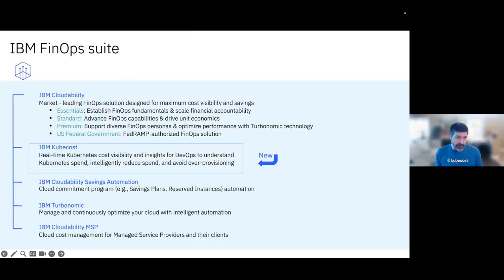This is the entirety of the IBM FinOps suite, led by IBM Cloudability, which is, I think, in our opinion, and certainly the opinion of industry-leading analysts and our customers, the leading end-to-end FinOps solution that's available for your entire cloud spend. We also have Cloudability savings automation, capabilities to take advantage of things like reserved instances and savings plans and cloud commitment programs that offer discounts, and IBM Turbonomic, which helps to automate the continuous process of optimizing cloud applications for performance, and Kubecost slots in very nicely here, where we're able to extend that to all things Kubernetes.